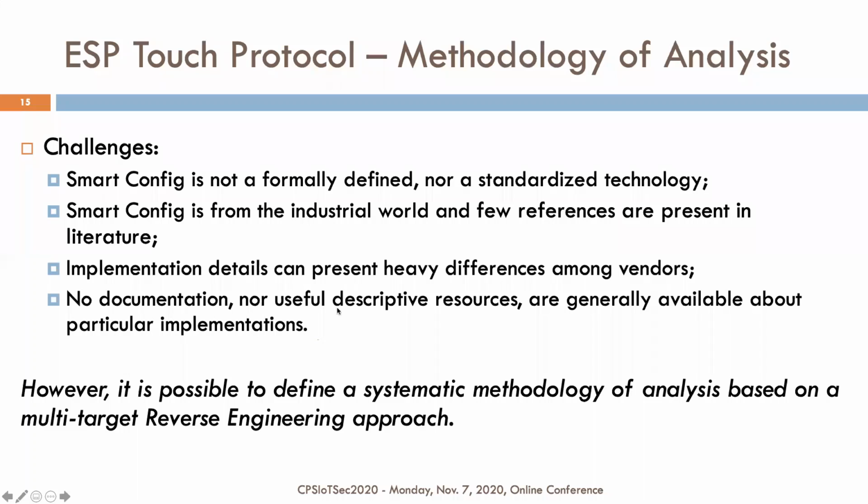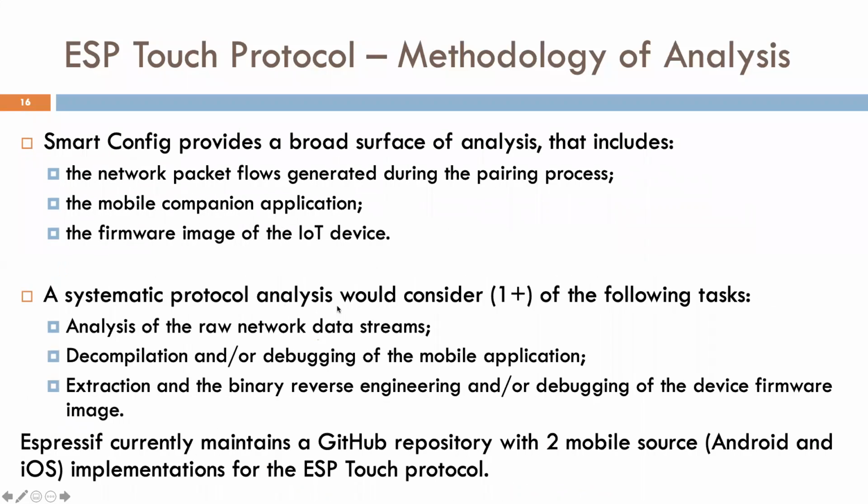However, we defined a systematic methodology based on a multi-target reverse engineering approach. In more detail, SmartConfig provides a broad surface of analysis that includes network packet flows, the mobile companion application, and the firmware images of the IoT devices. So a systematic protocol analysis will consider one or more of the following tasks, based on the analysis of the raw network data streams, the compilation or the debugging of the mobile application, and the same for the device firmware image. Regarding the ESP Touch protocol, Espressif currently maintains a public GitHub repository with the software materials for the ESP chip family, with two mobile source codes, one for the Android and one for the iOS platform.